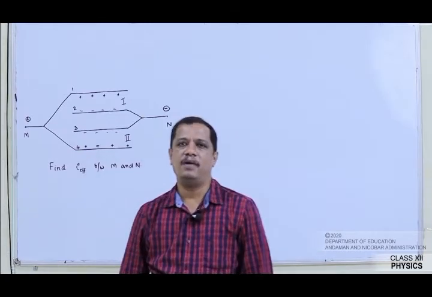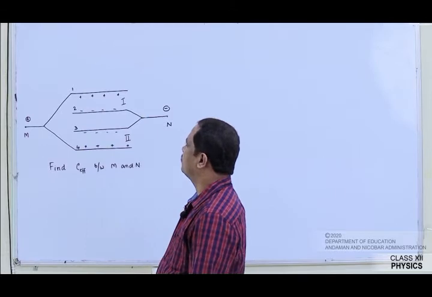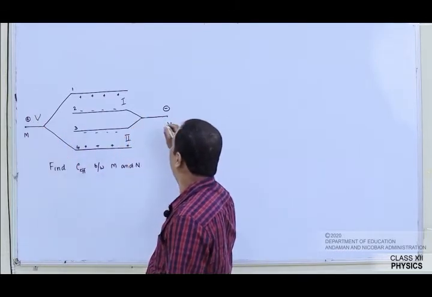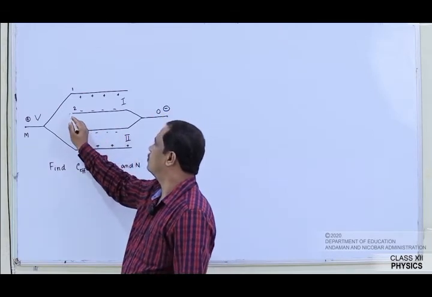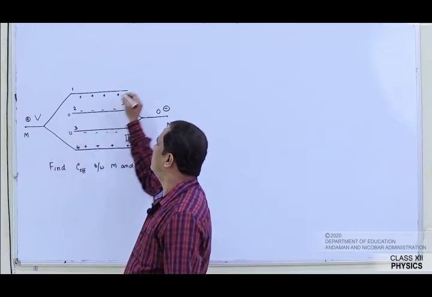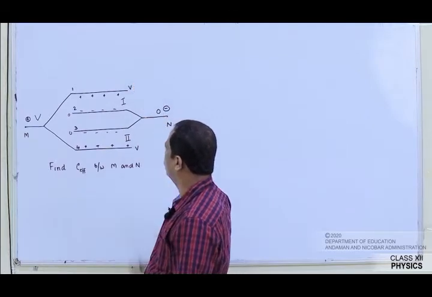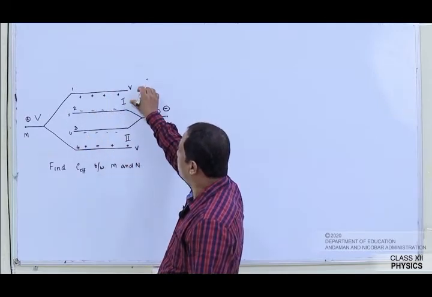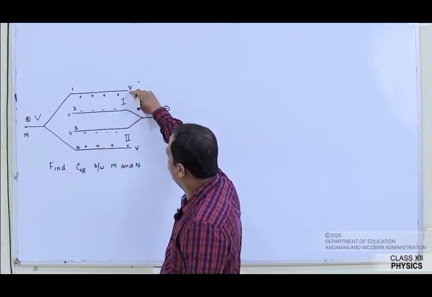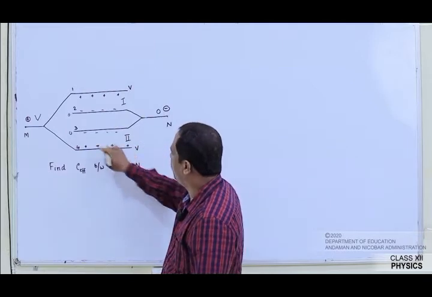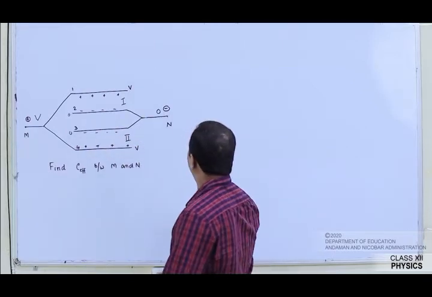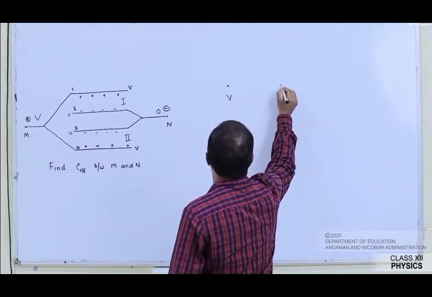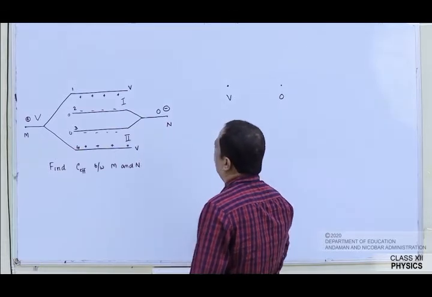Now I have to find the effective capacitance. To find it, let me suppose that this plus is V volt and this negative is 0 volt. That means this is 0, this is 0, this is V and this is V. So the plate that has potential V is common to capacitor 1 and capacitor 2. Capacitor 1's positive plate and capacitor 2's positive plate are connected together. So let me draw here.